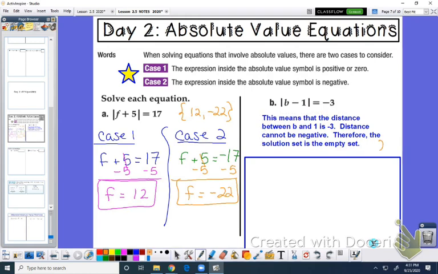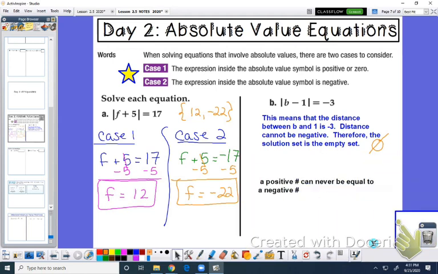Whoops, empty set. All right, and another thing we want to say here too is when you take the absolute value, you're going to get a positive number. And then on the other side, you have a negative number. So a positive number can never be equal to a negative number. So therefore, our solution would be the empty set.